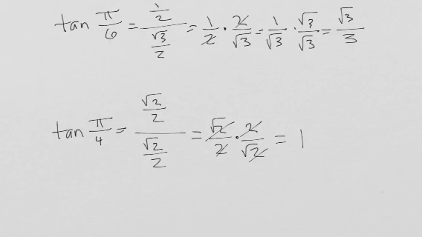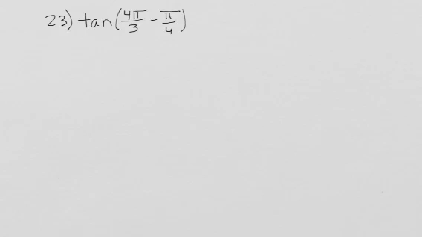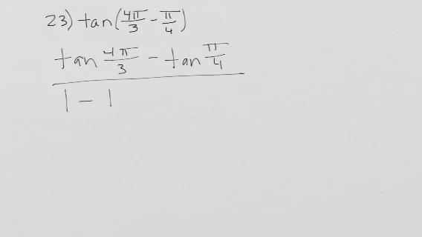So we're going to do the same thing for number 23. First thing we have to do is rearrange that based on the tangent of a difference formula. So that is going to be tangent of A minus tangent of B, all over 1 minus tangent of A times tangent of B. So once again, we're going to have to find tangent 4 pi over 3 twice and tangent pi over 4 twice. So let's do them separately on their own.